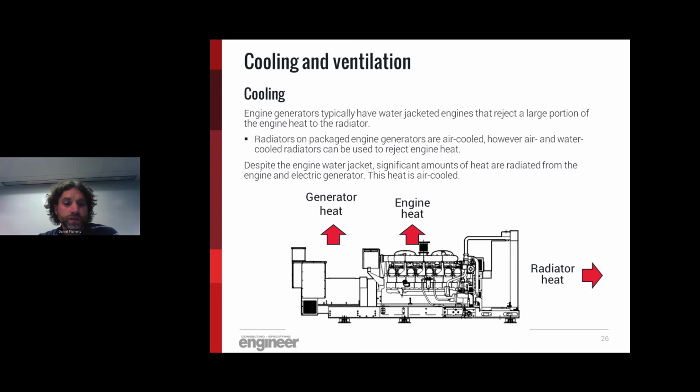Despite the engine water jacket, significant amounts of heat are radiated from the engine and the electric generator, and these items are air-cooled. So the way a normal package engine generator works is that it pulls the heat off of the generator and off of the engine and out through the radiator, and also picking up the heat from the water cooling jacket in the engine to blow it out of the space. And that's how the typical generator is done.